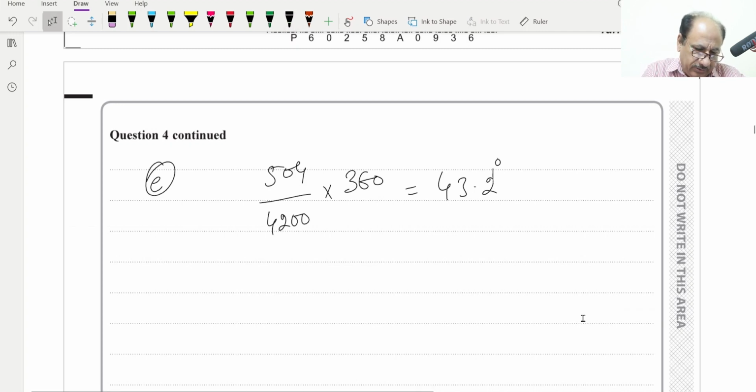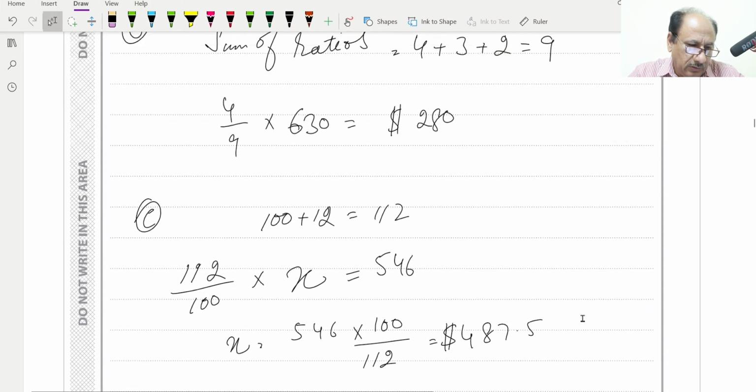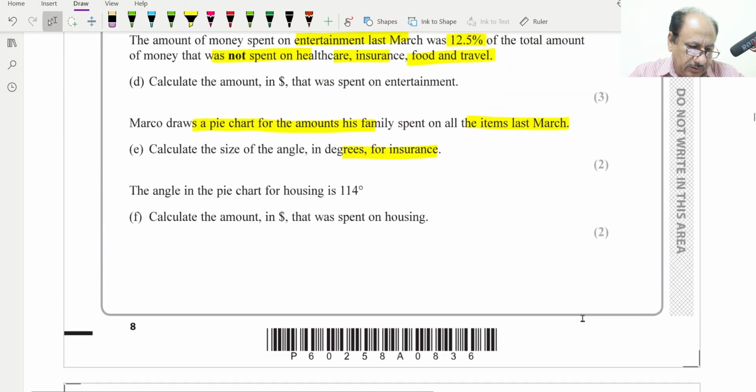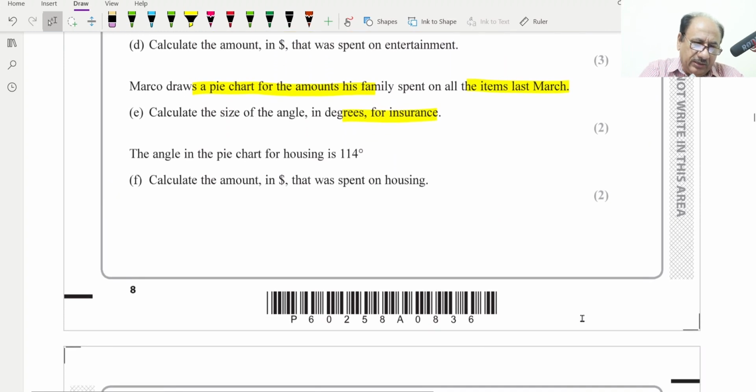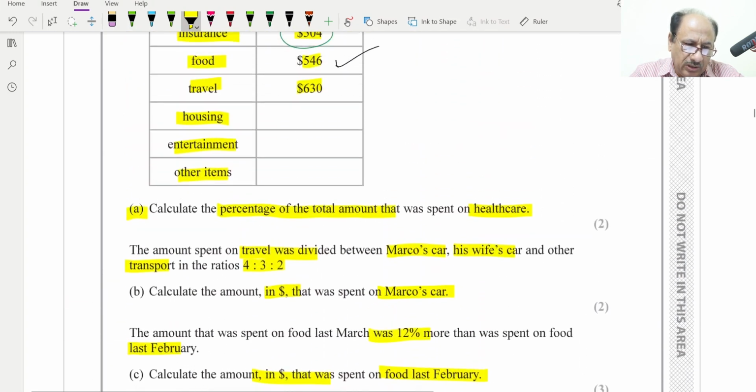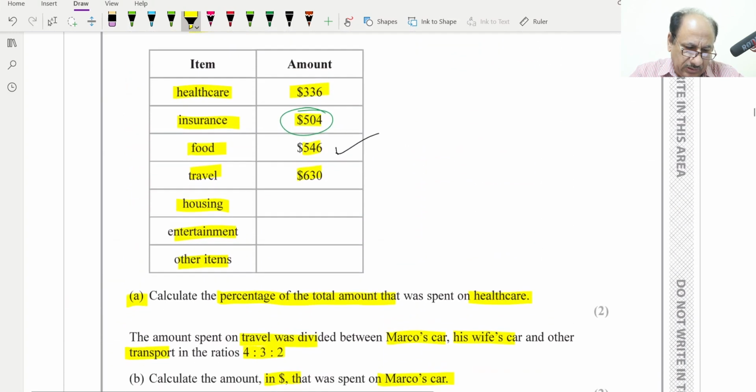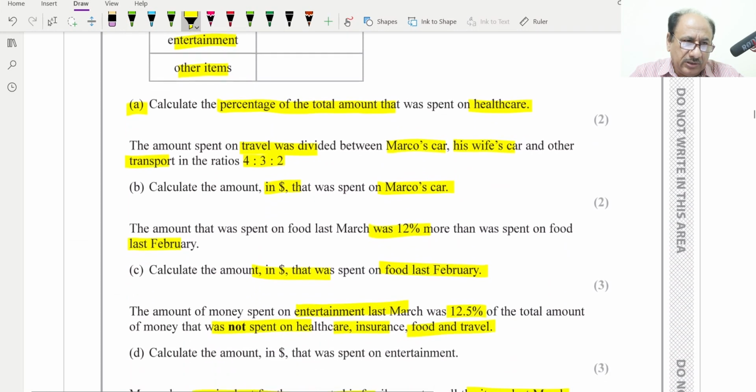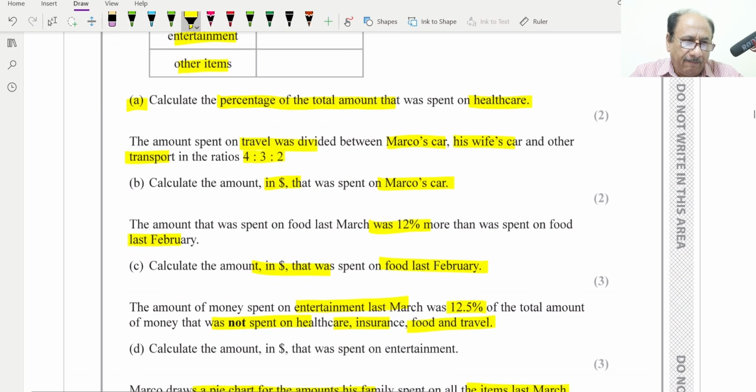Now F part. For F part, I will have to move to the question. F part is saying the angle in the pie chart for housing is 114. Calculate the amount in dollars that was spent on housing. So housing amount is 114.